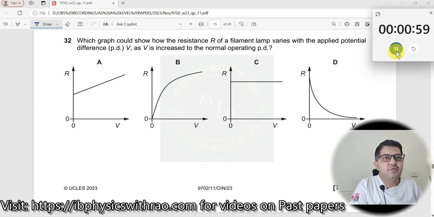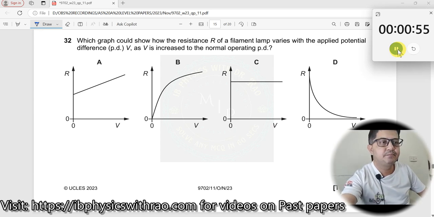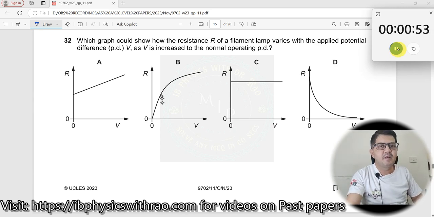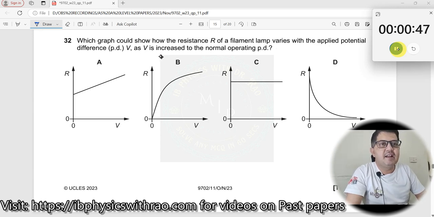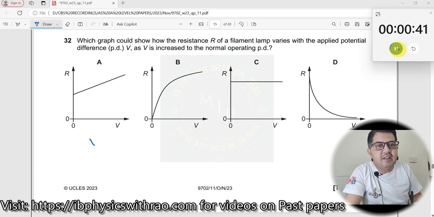Question number 32. Which graph could show how the resistance R of a filament lamp varies with the applied potential difference V as V is increased to the normal operating potential difference? Okay, so what is being asked: when you increase the value of V, how does the resistance change?